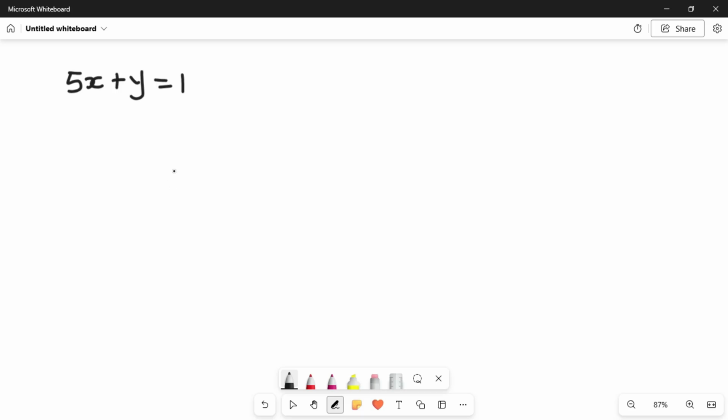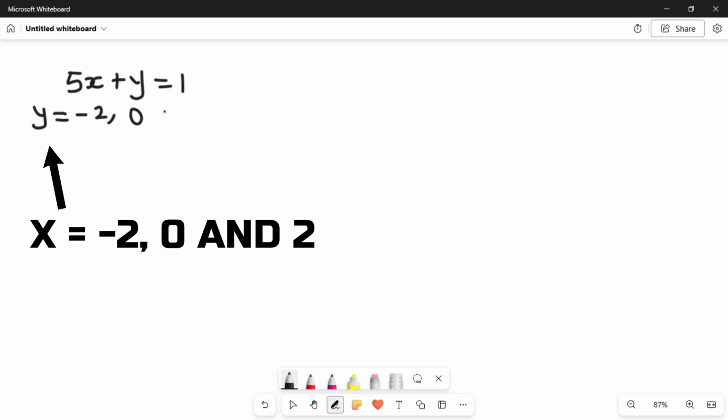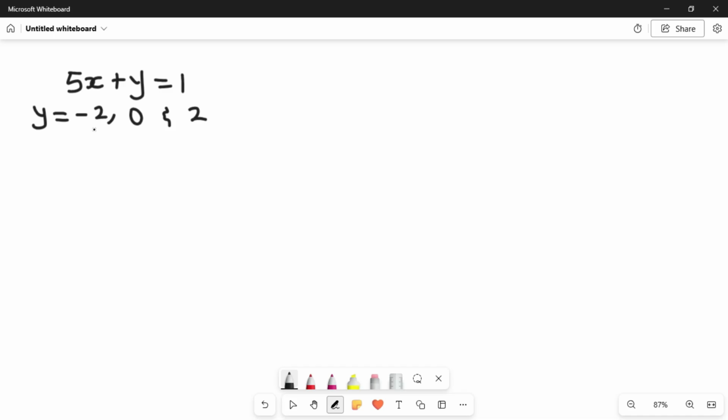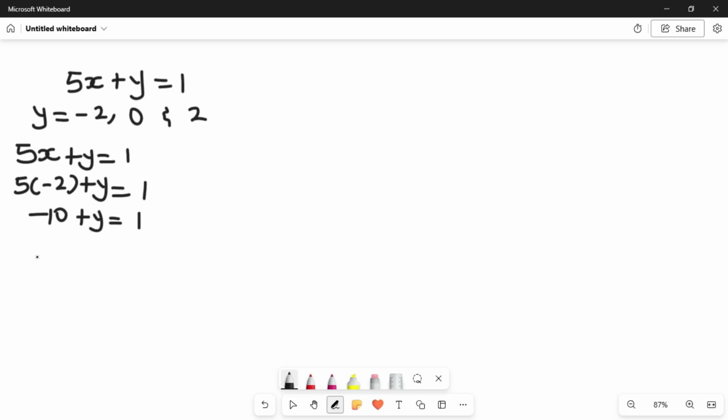So for the second equation, we are still going to do the same thing we did in the first equation. So we still pick values. I'm still going to stick to the first thing I did. So I say y = -2, 0, and 2. So let's start with the first one. When y = -2, so we have 5x + y = 1. So we substitute -2. So we have 5(-2) + y = 1. So we have -10 + y = 1. So we have y = 10 + 1. So y = 11.